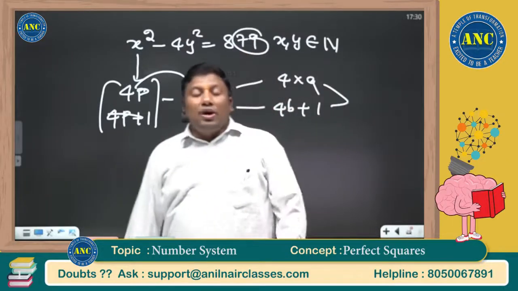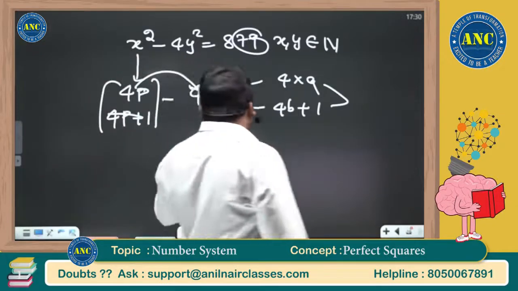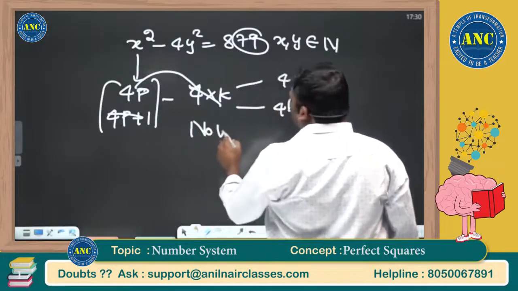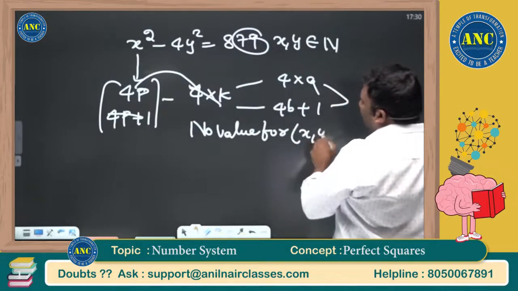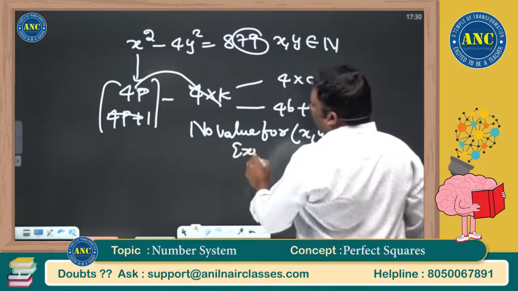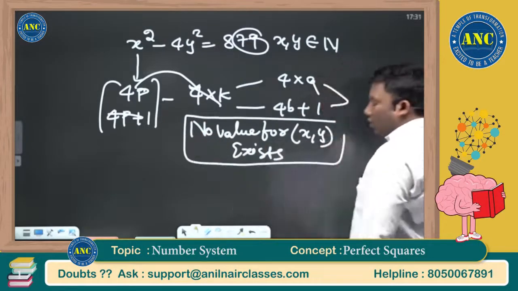879 is 4 into 219 plus 3. The 4k plus 3 form does not arise. What is the answer for this question? No value for x, y exists. This is how the questions are prepared. This is how I prepare the questions for the mock papers for my enrolled students.